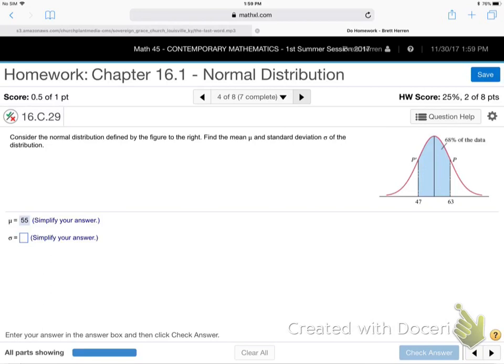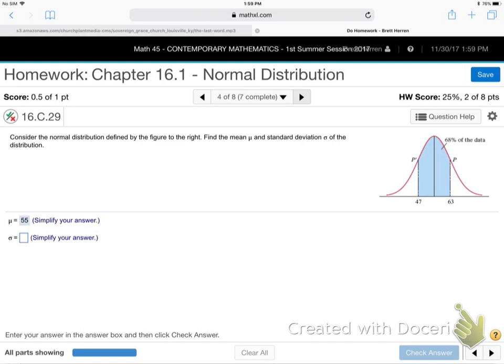Normal distribution defined by the figure to the right. Find the mean, mu, and the standard deviation of the distribution. Okay, so first step is they want me to find the middle. Don't worry about this 68%. I'm not going to do anything with that right now. Can you find the middle? Well, I've already found it, haven't I?